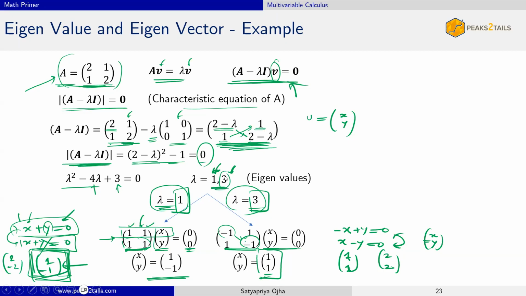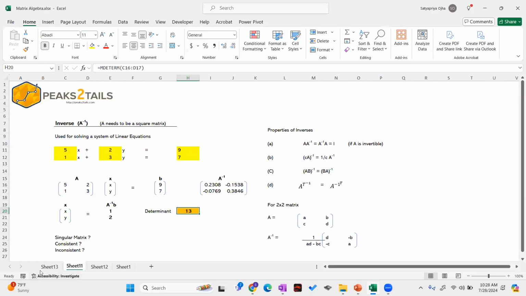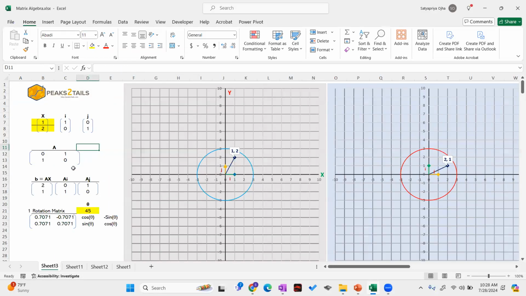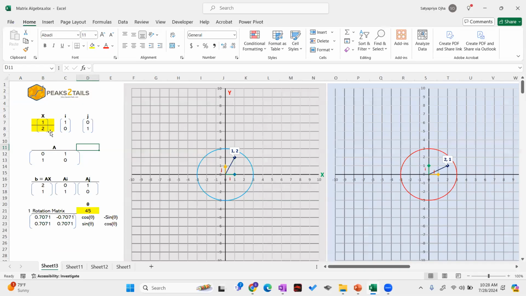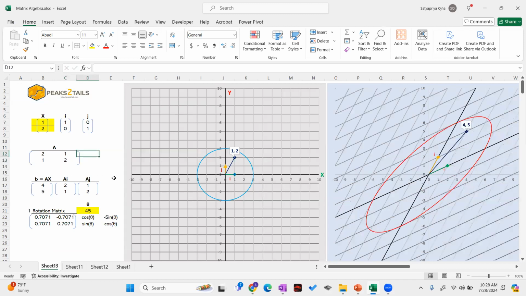Geometrically, do you want to see how this works? I'll show you. Since we have the Excel, what is our A? 2, 1, 1, 2. This is the kind of transformation it does. Okay, the vector 1, 2 becomes 4, 5.